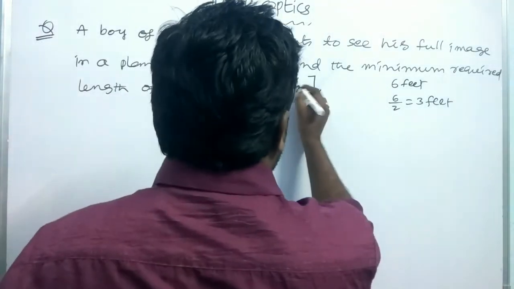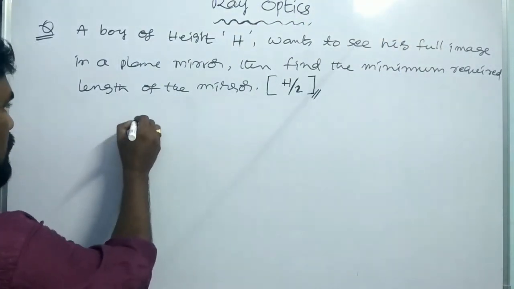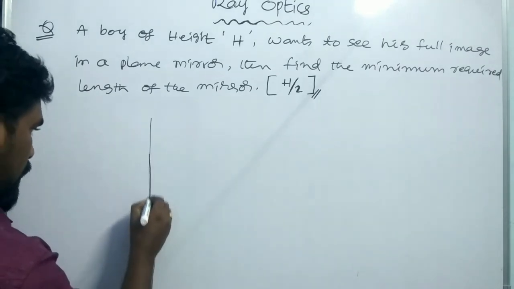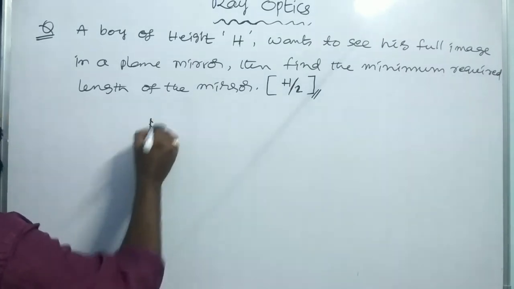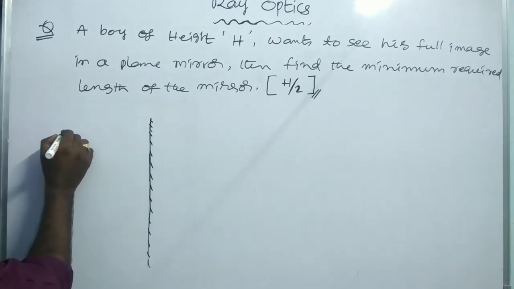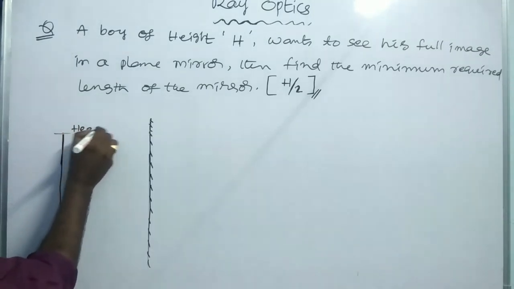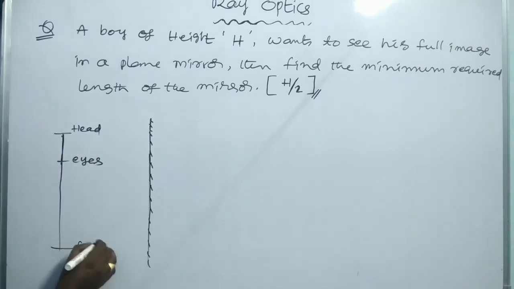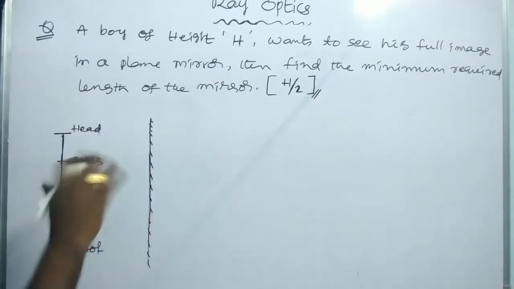Okay. So how is it possible? Let us see. Right. So this is a mirror. And here there is a person, a boy. This is the head of the boy. These are the eyes of the boy. And this is the foot of the boy. Let us zoom. So this is the total height of the boy. This much of image should be found here.